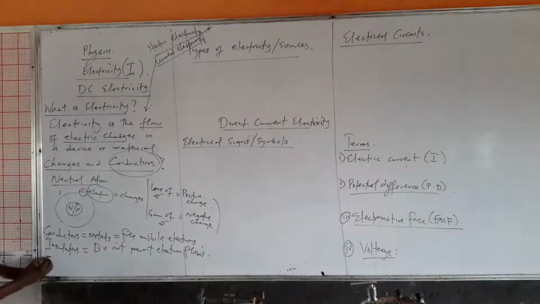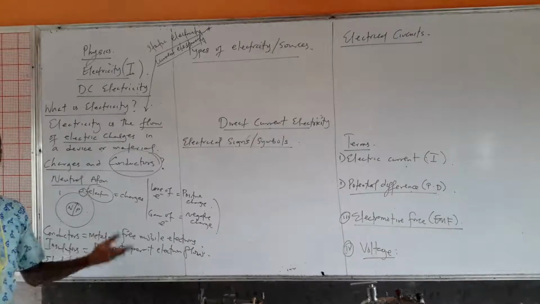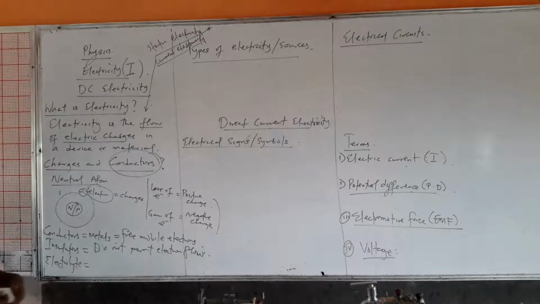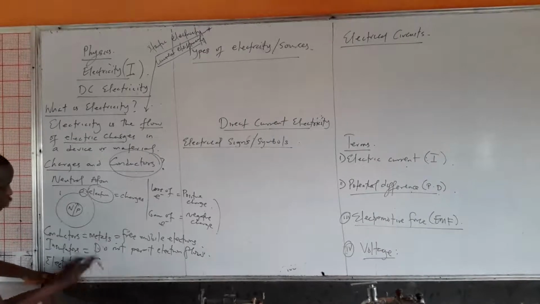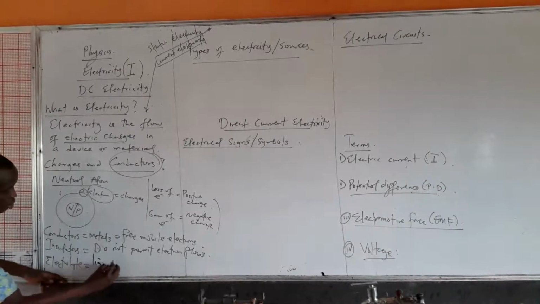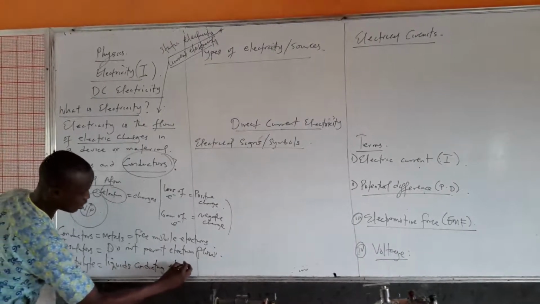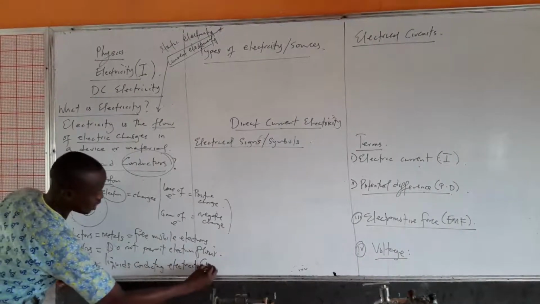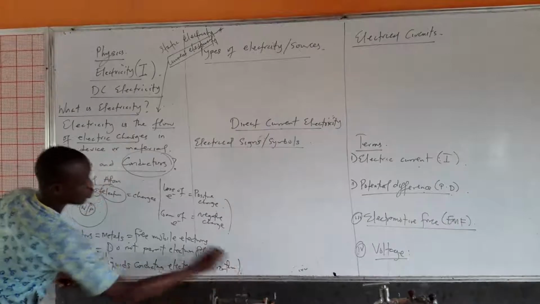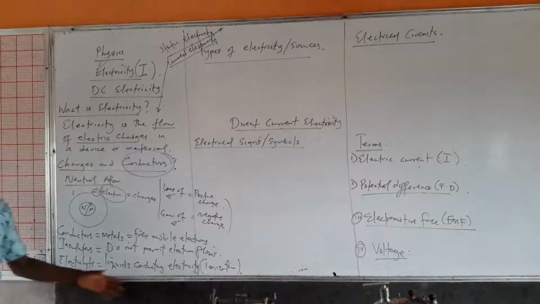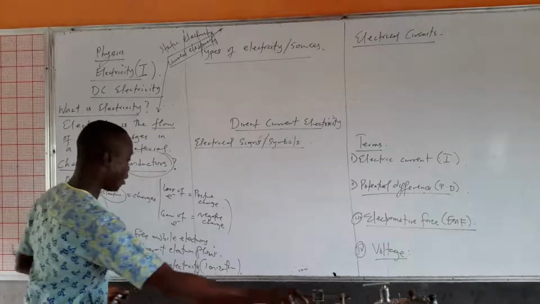We also have some devices like the electrolytes. Electrolytes are liquids that can conduct electricity. And the only reason why they can conduct electricity is because they possess the ability to do what? To ionize. Liquids conducting electricity. Okay? That is ionization. So for them to conduct electricity, it is simply because they can ionize.